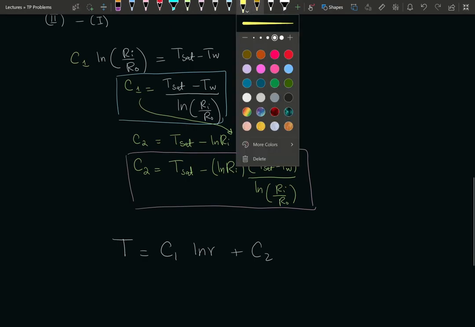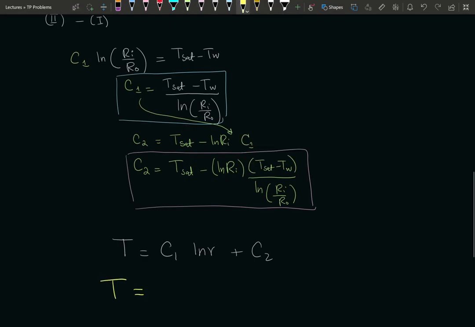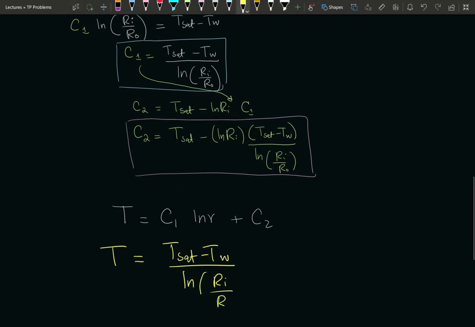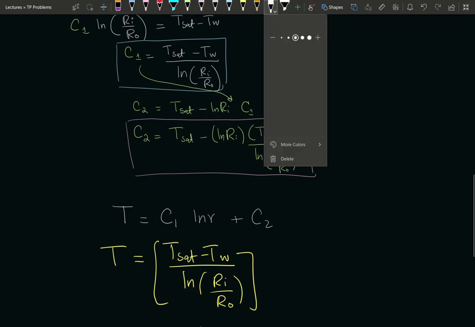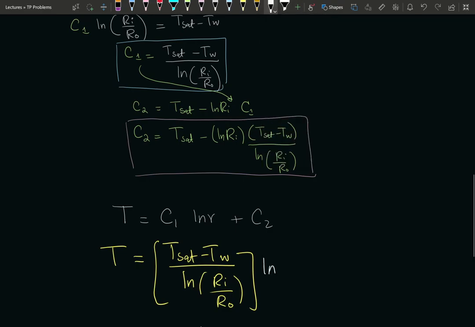T equals C1, where C1 is the overall temperature difference divided by the logarithm of the ratio, times the natural log of r, keeping in mind that lowercase r is my independent variable, plus C2, and C2 comes out to be T_sat minus all this.